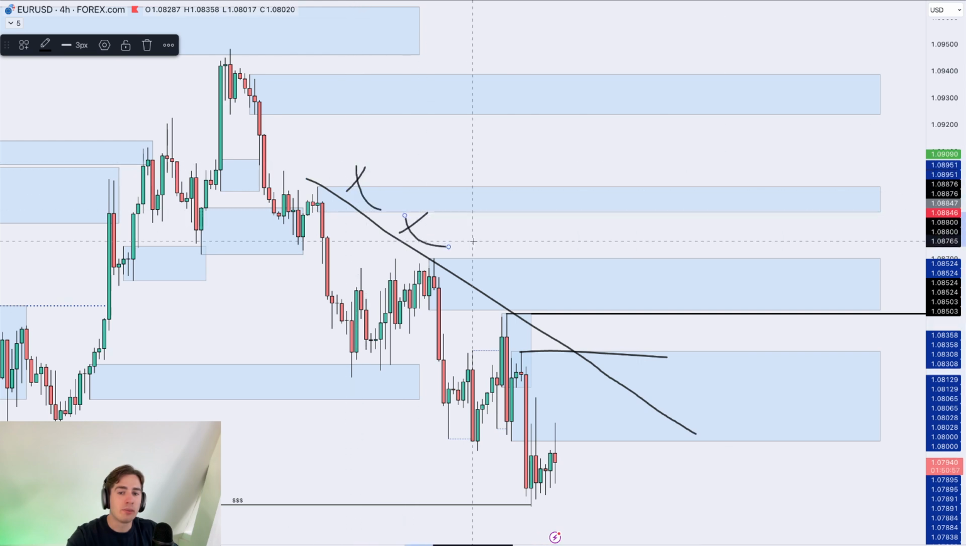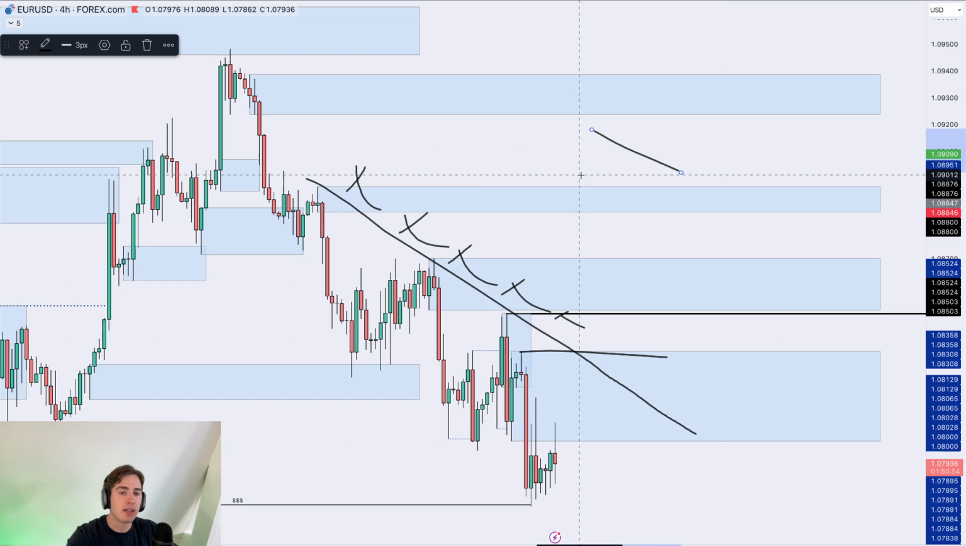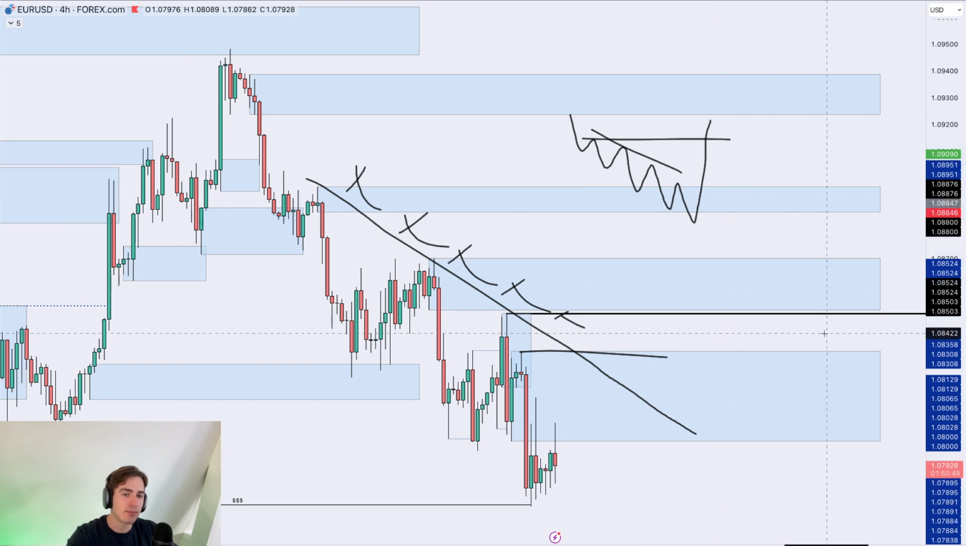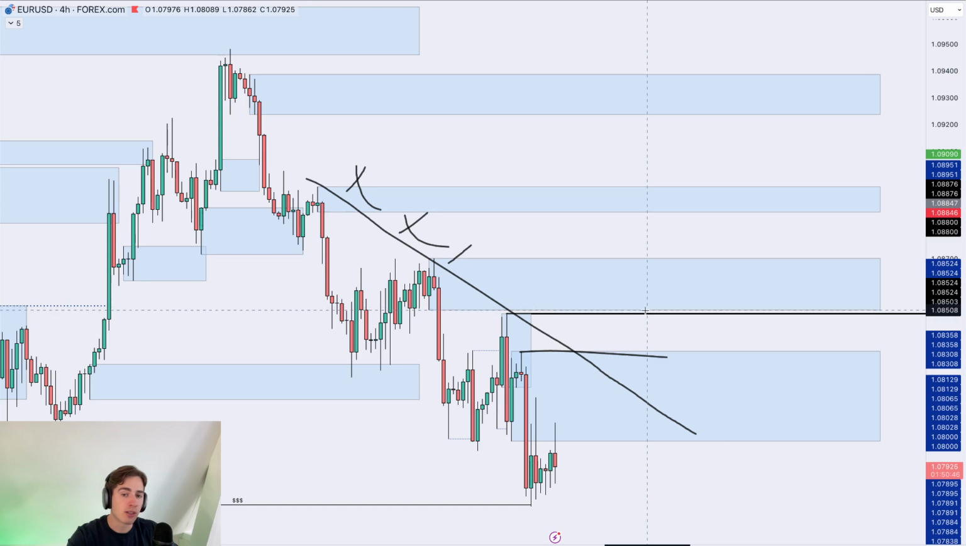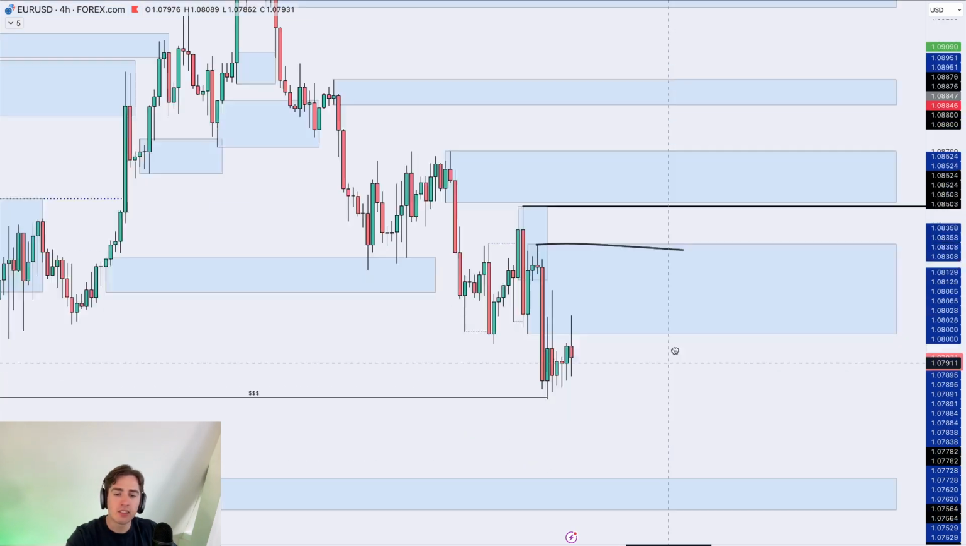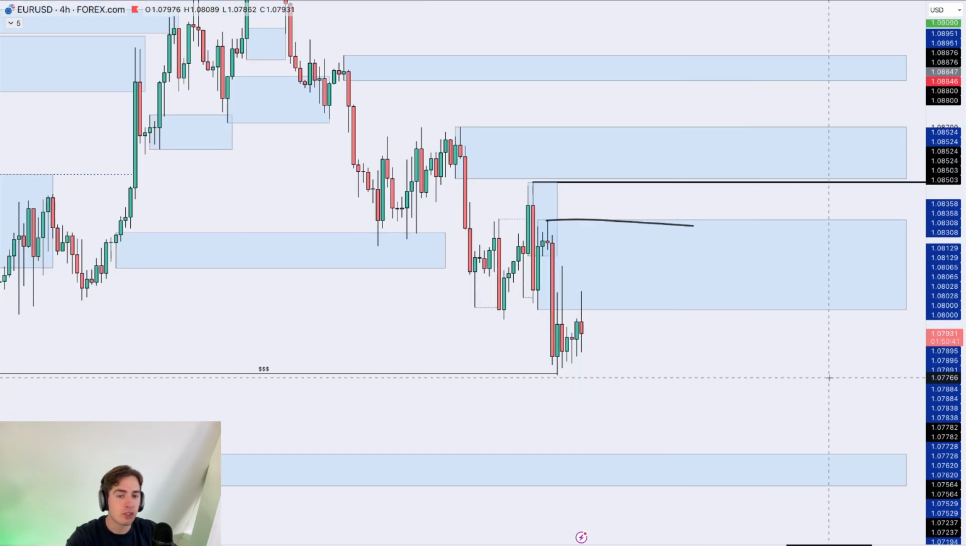With a lot of liquidity being built up above it. Again, guys, when you have a trend line, don't really use it to trade. Use it to grab liquidity and then potentially sell off again. That's how you have to interpret trend lines, in my opinion. Again, it's my opinion, and it's what works for me.